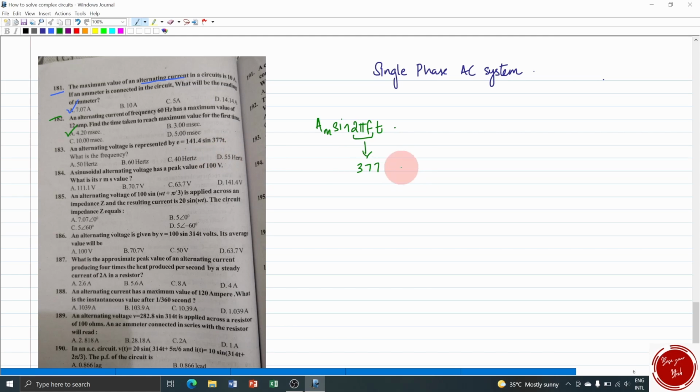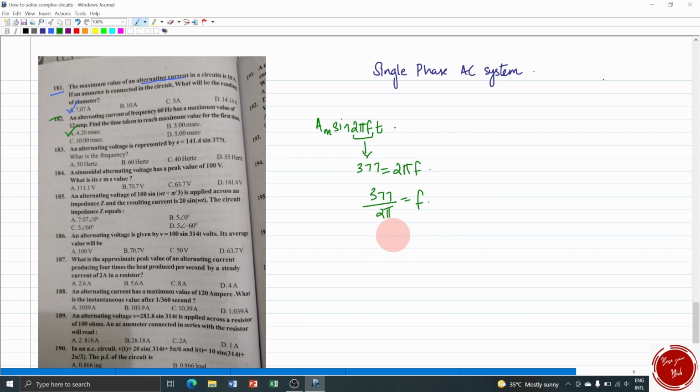This is 377. So we have to get the f value. All these are very direct questions, very easy questions too. 2 pi f. So what is f? It is 377 by 2 pi is the f value. And how to solve this easily?